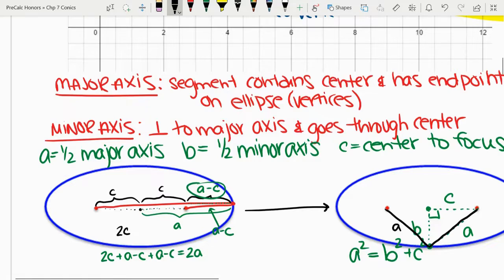All right, so just some intro to vocab of ellipses. You guys can check out the next video for standard form of an ellipse and two examples for graphing.